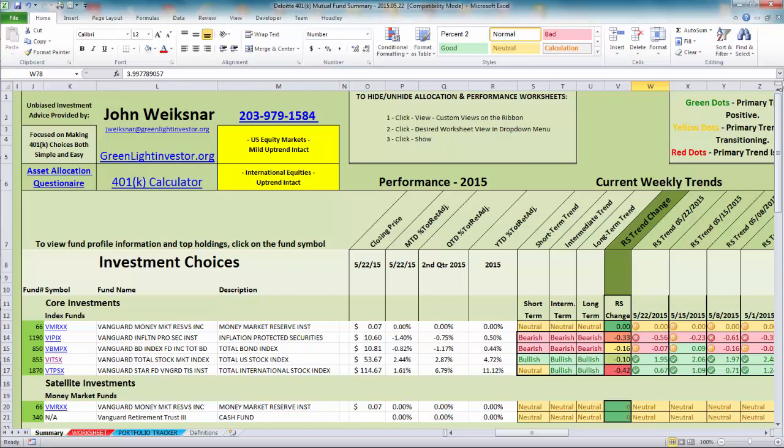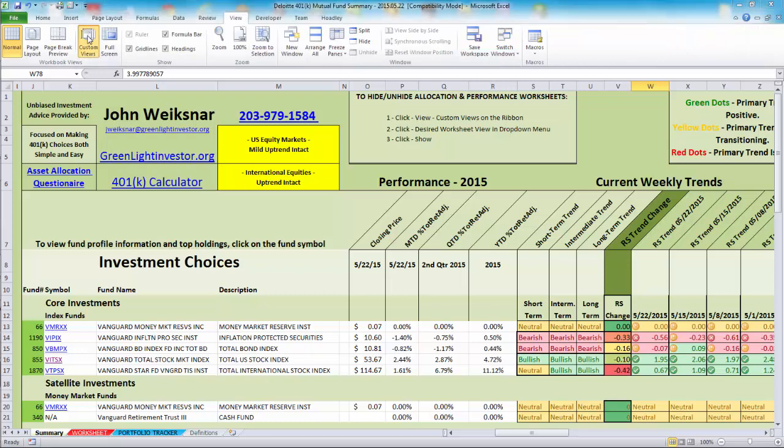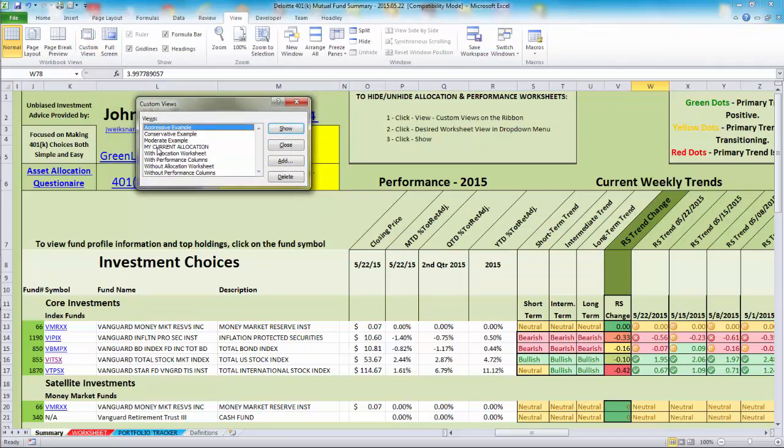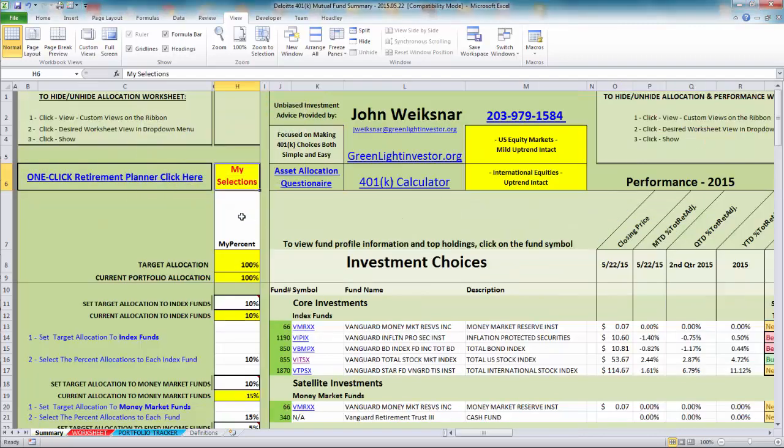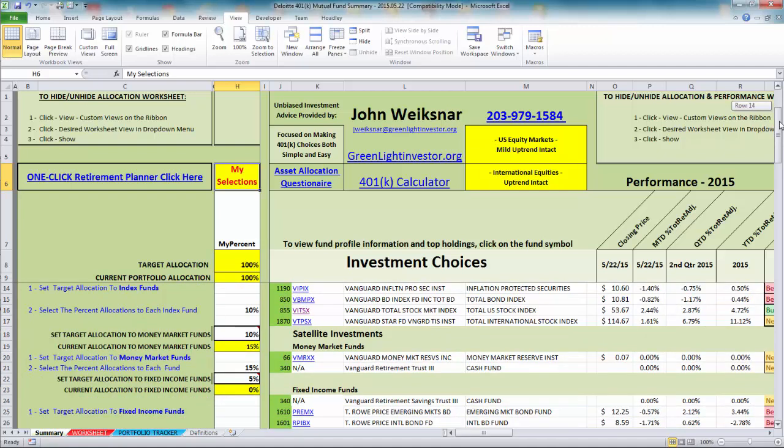Okay, with this information, let's see how we can use this as a simple and easy process for managing your allocation within your 401k. Let's go ahead and click on our view, and we'll go over to the custom views. And in capital letters, you'll see my current allocation. If you highlight that and then click on show, we'll bring out a section of our worksheet that will show the actual allocations. In this case, it's a hypothetical example. It's not an actual, but it will show you how you could manage your actual allocations.